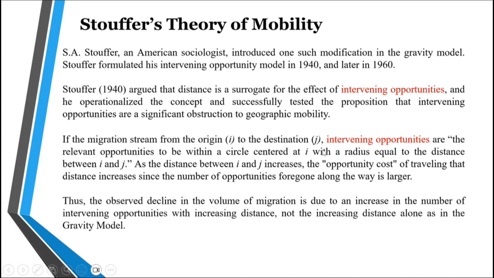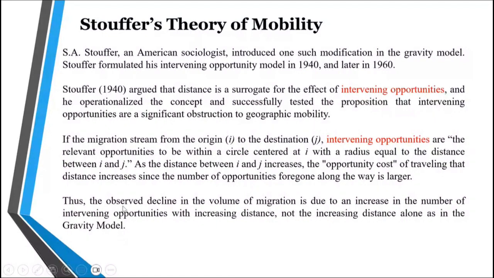So therefore, the longer the distance, we commonly assume you have more opportunity cost or more intervening opportunity, right? And it is this intervening opportunity that determines whether you still want to migrate to Singapore or not, right? So it's not only the distance, but it's the opportunity within the distance that is important in determination of migration based on this Stouffer theory, right?